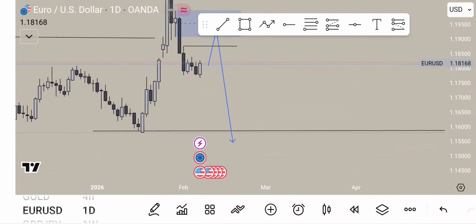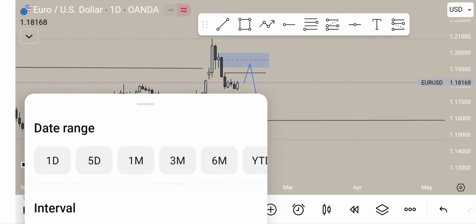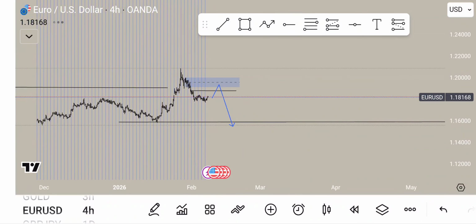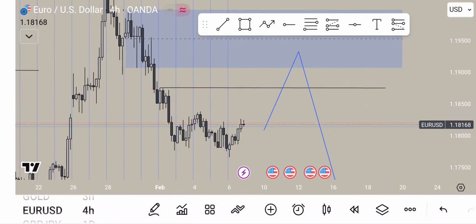And if it enters the demand zone, fine and good, we are good to go. So on the daily, we are expecting more sales on Euro USD. And then what is the 4-hour time frame telling us? Exactly the same thing.